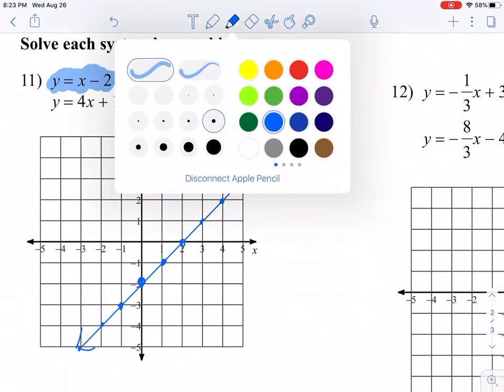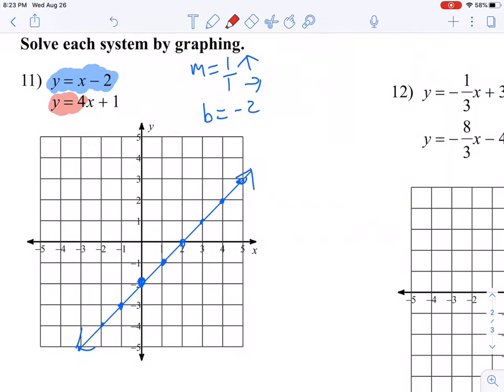In red, our second equation, we're working with m is 4 over 1. It is positive, so we're going to be moving up and right. And b is equal to positive 1. So we are going to begin at positive 1 and count up 4. 1, 2, 3, 4, and right 1. We can also do the exact opposite and count down 4. 1, 2, 3, 4, and left 1.